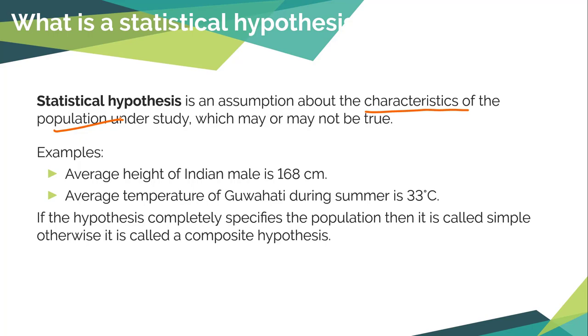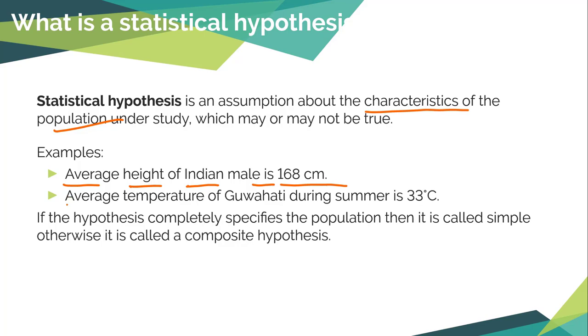So rather, we select a sample from the population, measure the height of those sampled Indian males, and based on their average height, we make a conclusion about the average height of the entire population of Indian males. In such a case, we are making an assumption that the average height of Indian males is 168 centimeters. This is a statement about the entire population, not the sample. So this is called a statistical hypothesis.